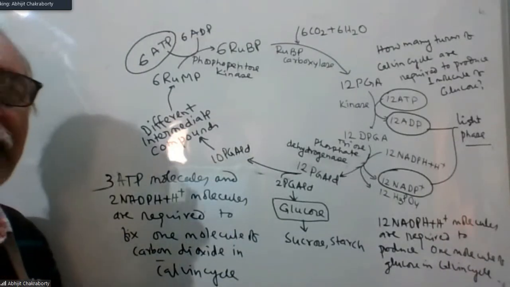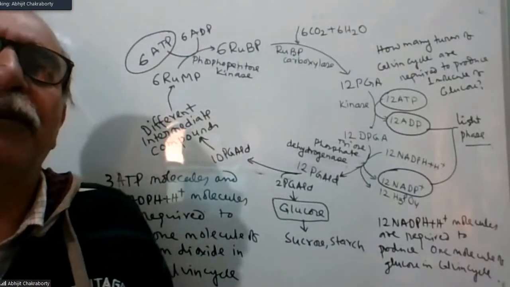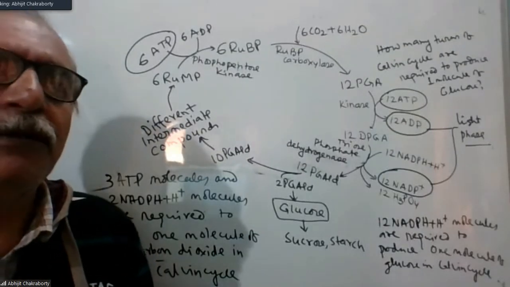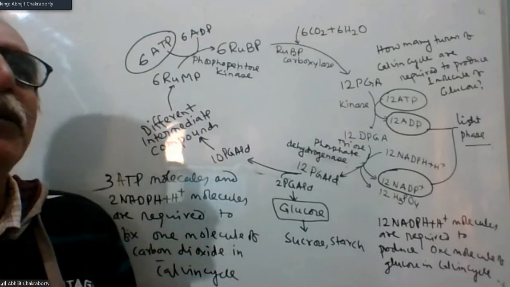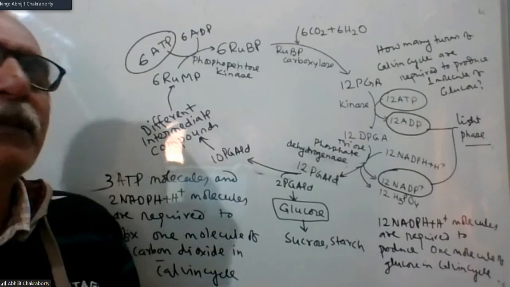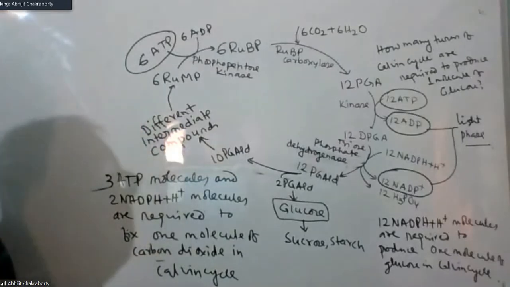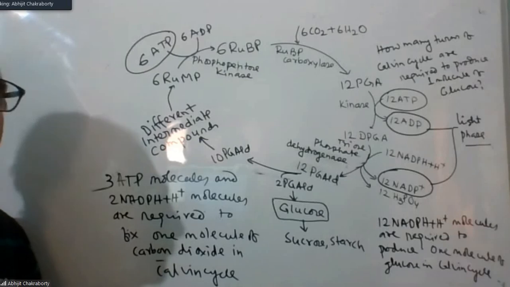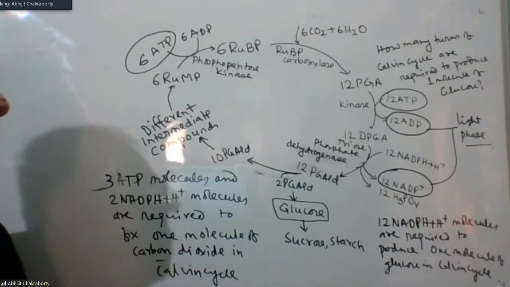See, in this way questions are coming in the entrance. So how many ATP molecules and how many NADPH molecules are required to fix 3 molecules of carbon dioxide? It is written 1 molecule, but sometimes it comes as 3 molecules of carbon dioxide. Then obviously, since 1 molecule needs 3 ATP, 3 molecules need 9 ATP. They are trying to confuse you. So remember this: to fix 1 molecule of carbon dioxide, there is a requirement of 3 ATP and 2 NADPH. In this way, for 3, 4, 5, 6 molecules, you can easily determine these things.